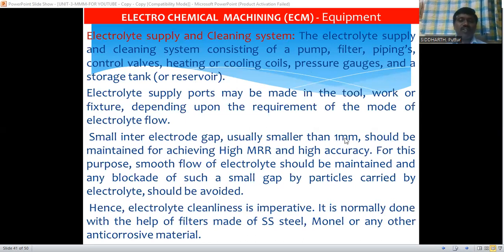If the gap is more than 1 mm, it will automatically affect the surface finish, accuracy, and the metal removal rate. That's why we should maintain a gap of less than 1 mm, so that we achieve a high metal removal rate and very good accuracy. For this purpose, a smooth flow of electrolyte should be maintained. Any block in such a small gap by particles is a serious problem, and the metal removal rate and accuracy will be reduced.